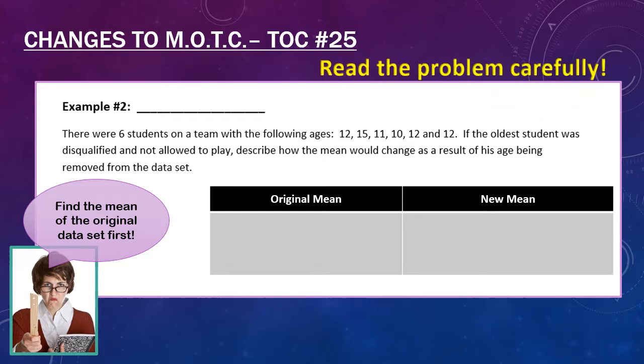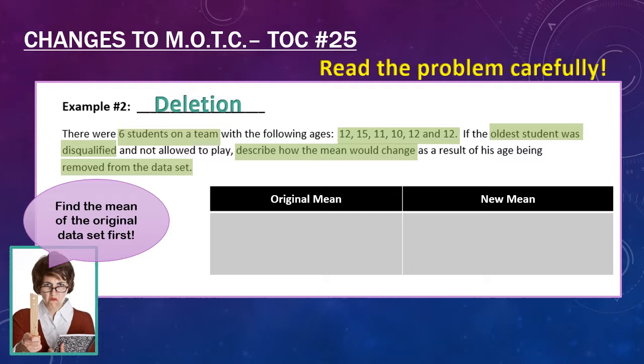So again, read the problem carefully. The teacher says find the mean of the original data set first. Because there were 6 students on the team, there's my data, but the oldest student was disqualified, meaning he's not allowed to play, so his information is removed. And we want to know how that's going to change the mean. So you have to find the original mean first. So it's a deletion. We're going to take his age out.